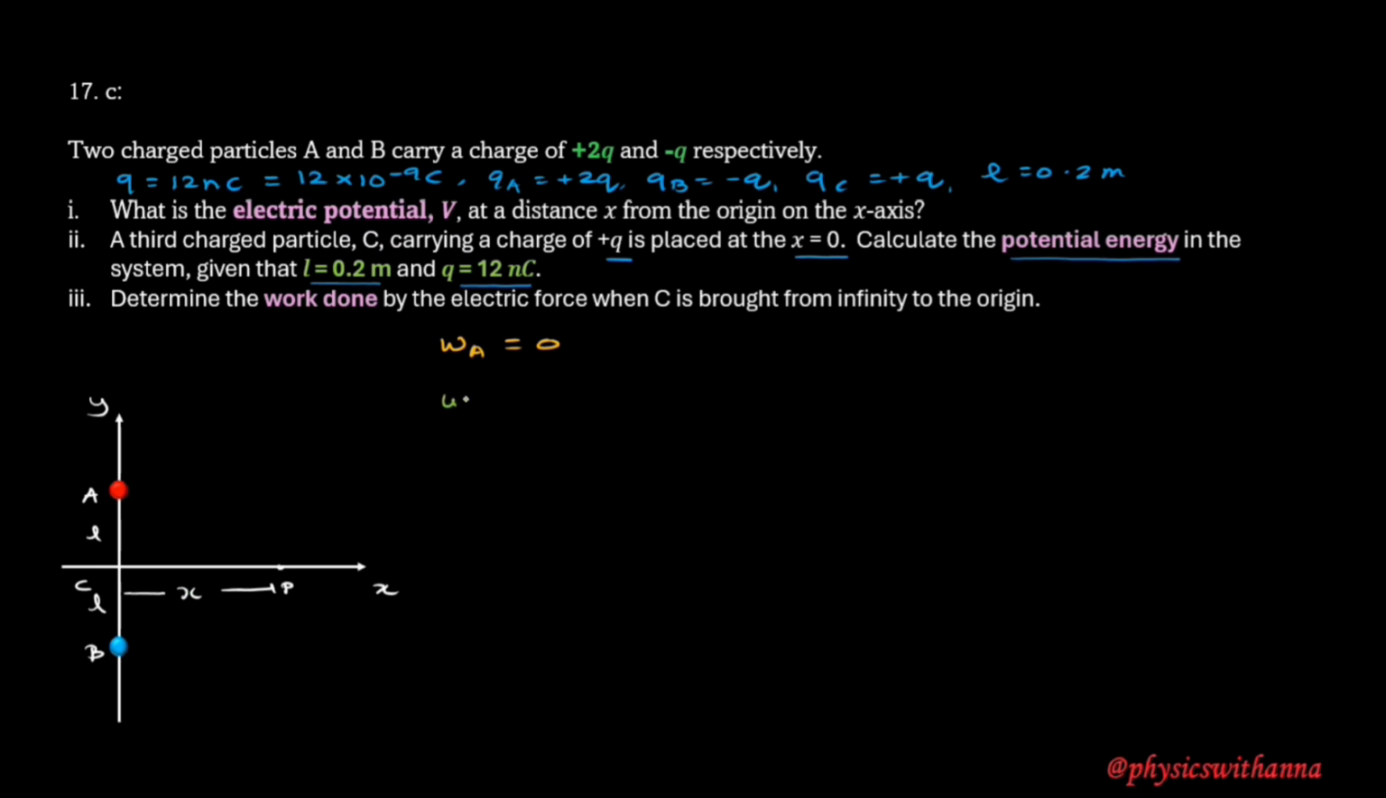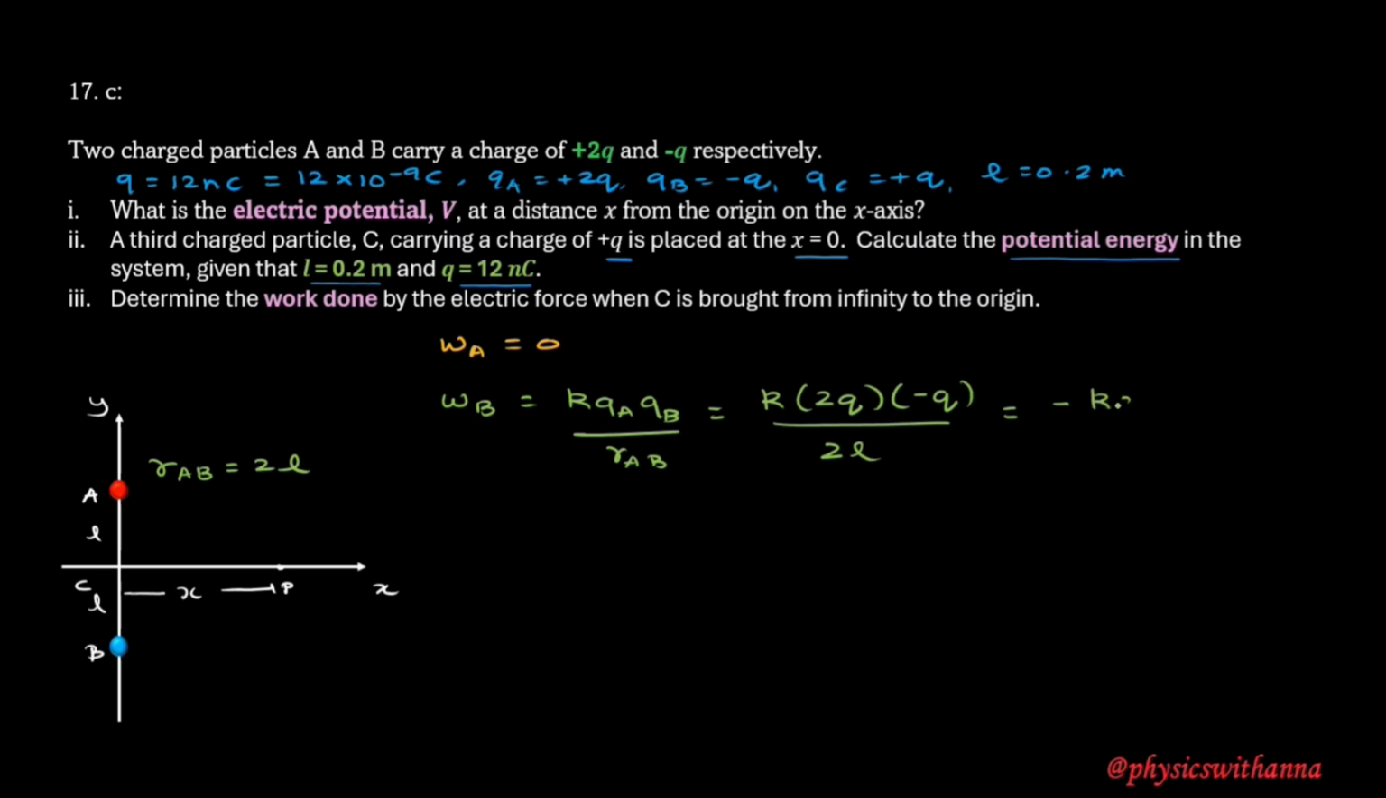So work done in bringing particle B will be equal to KQAQB over RAB, where RAB is the distance between particle A and B, which from the figure you can see is 2 times L. So we substitute: QA is positive 2Q, QB is negative Q, RAB is 2 times L. So work done in bringing particle B is negative KQ squared over L.